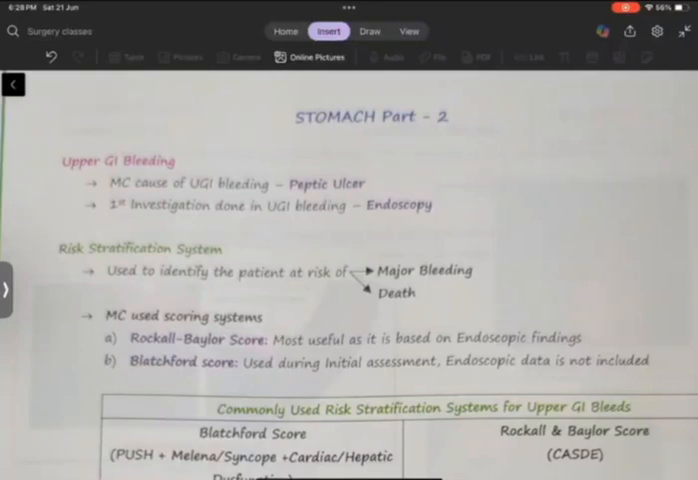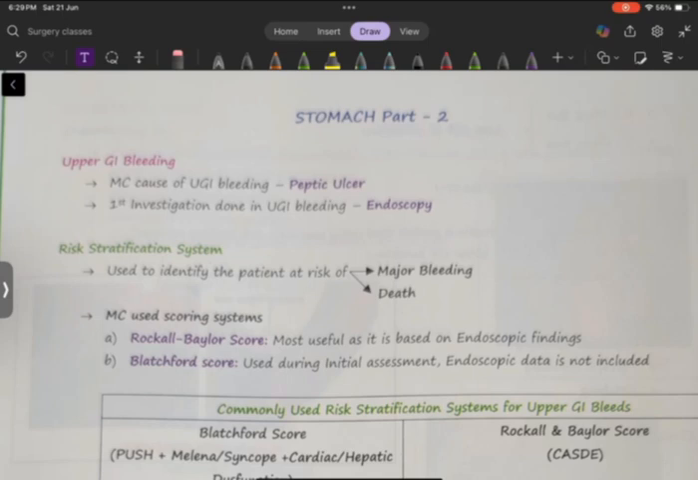Yeah, so we are starting with part 2 of the stomach. In the previous class, we had discussed peptic ulcer disease of the stomach, which includes both gastric ulcer as well as duodenal ulcer and its management.